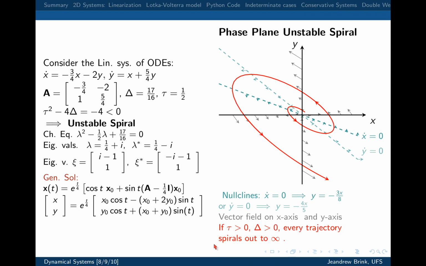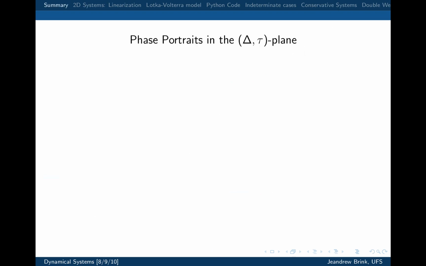What I am going to do next is give you a general summary of what is possible for all linear systems in 2 dimensions. And this is an important plot. I keep it whenever I do dynamical systems because it makes it so easy for me to get a picture in my head of what's going on.